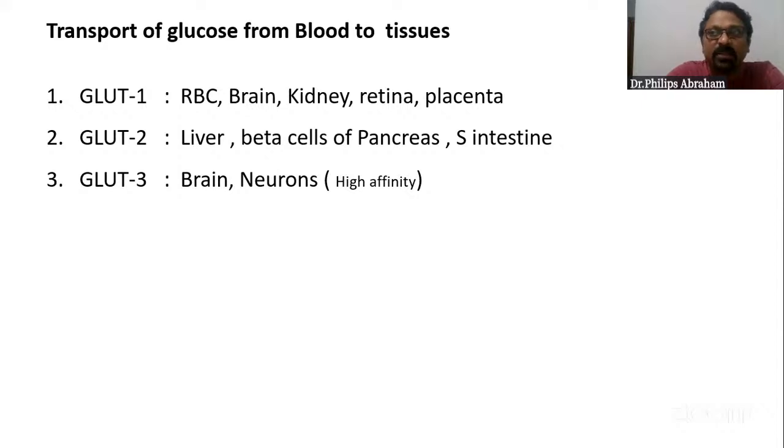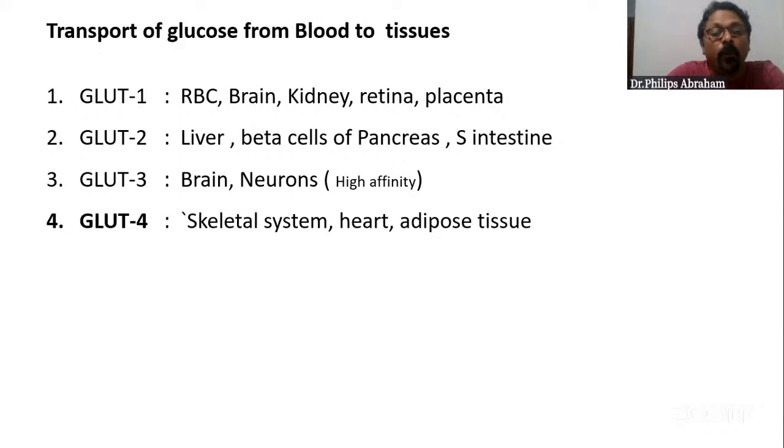And another question that can be related to the glucose transporter can be, which is insulin dependent. GLUT4, which is present in the skeletal system, heart, and adipose tissue, is insulin dependent. That means in type 1 or type 2 diabetes mellitus, what happens? The GLUT4 will not be active. It won't be able to transport the glucose into the skeletal system, heart, or the adipose tissue. That's the point. So this is insulin dependent. That's one important thing to be noted.